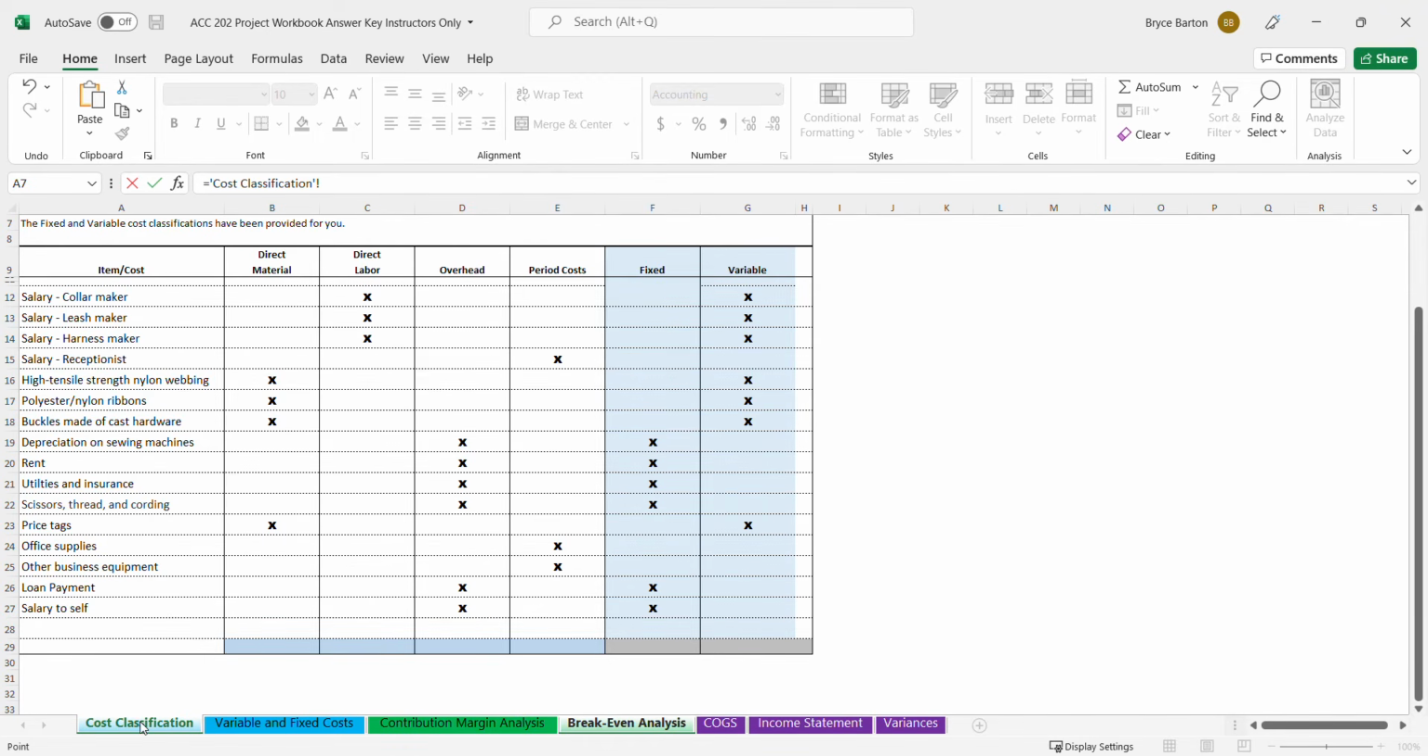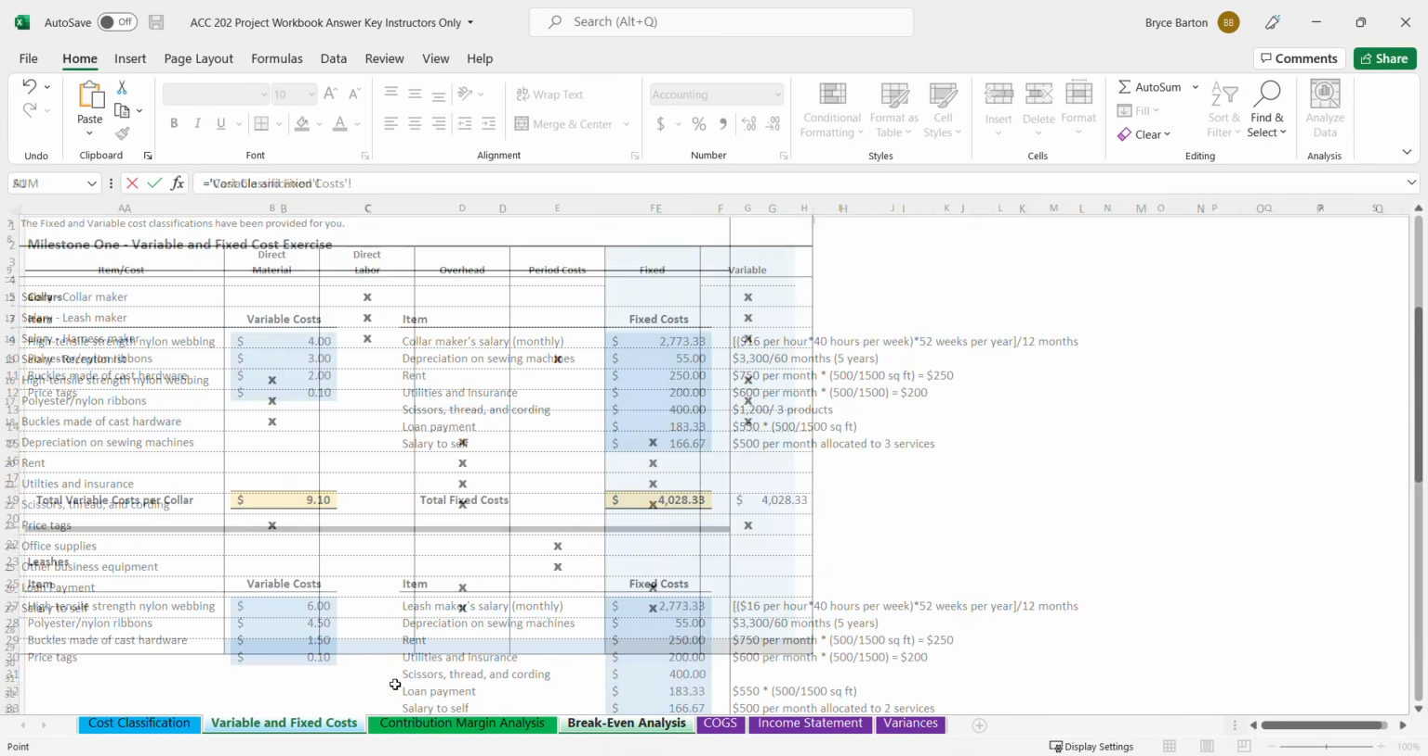So going through this workbook, there's the cost classification tab. This is pretty straightforward. It's just getting you familiar with classifying costs: direct material, direct labor, overhead, period costs, fixed costs, and variable costs, and just getting you used to classifying those.